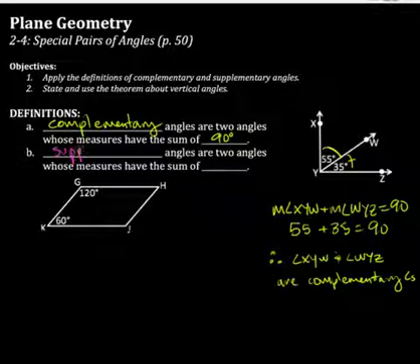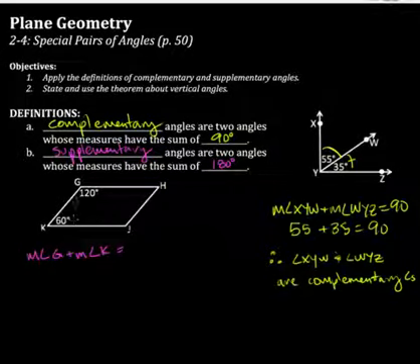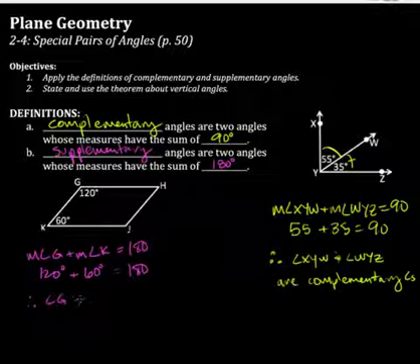Supplementary angles are two angles whose measures have a sum of 180 degrees. So if I take a look at this diagram, if I take the measure of angle G and add it to the measure of angle K, what do I get? Well, angle G has a measure of 120 degrees. Angle K has a measure of 60 degrees. 120 plus 60 is 180. So angle G and angle K add up to 180. Therefore, angle G and angle K are supplementary angles.